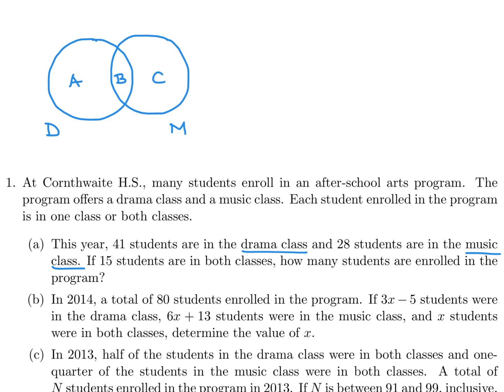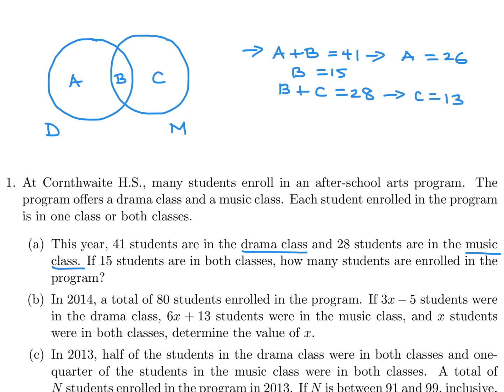So let's look at the numbers they gave us. 41 are in drama. So that means A plus B is 41. 28 are in music. So that means B plus C is 28. And 15 are in both. Okay, good. So B is 15. That can help us easily solve these. B is already given as 15, so we can plug that into this one to get A. A would be 26, I believe. And plug B is 15 into there to get C is equal to 13.